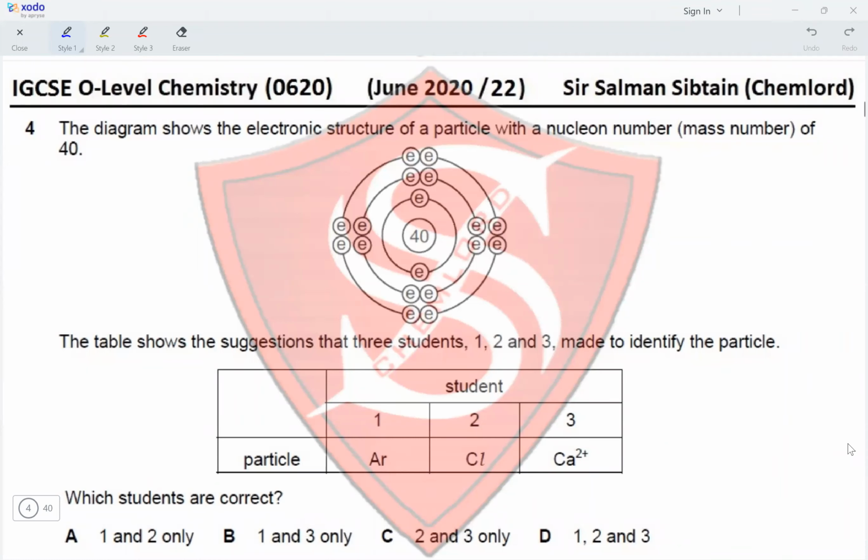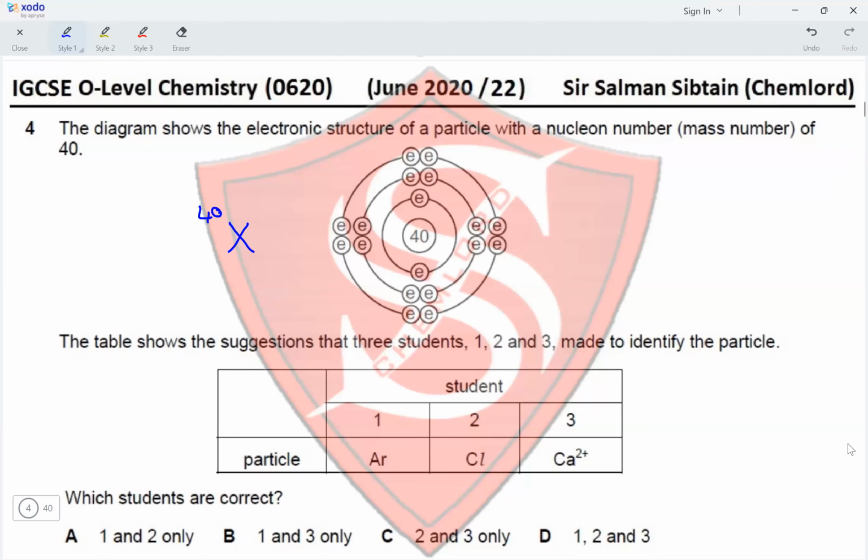Question 4. The diagram shows the electronic structure of a particle with a nucleon number of 40. Okay, so that is the number of protons plus neutrons. And the number of electrons present are 2, 4, 6, 8, 10, 12, 13, 14, 15, 16, 17, 18, 19, 20, 21, 22. So there are 22 electrons. No. 1, 2, 3, 4, 5, 6, 7, 8, 9, 10, 11, 12, 13, 14, 15, 17, 18, 18 electrons, not 22, 18 electrons.